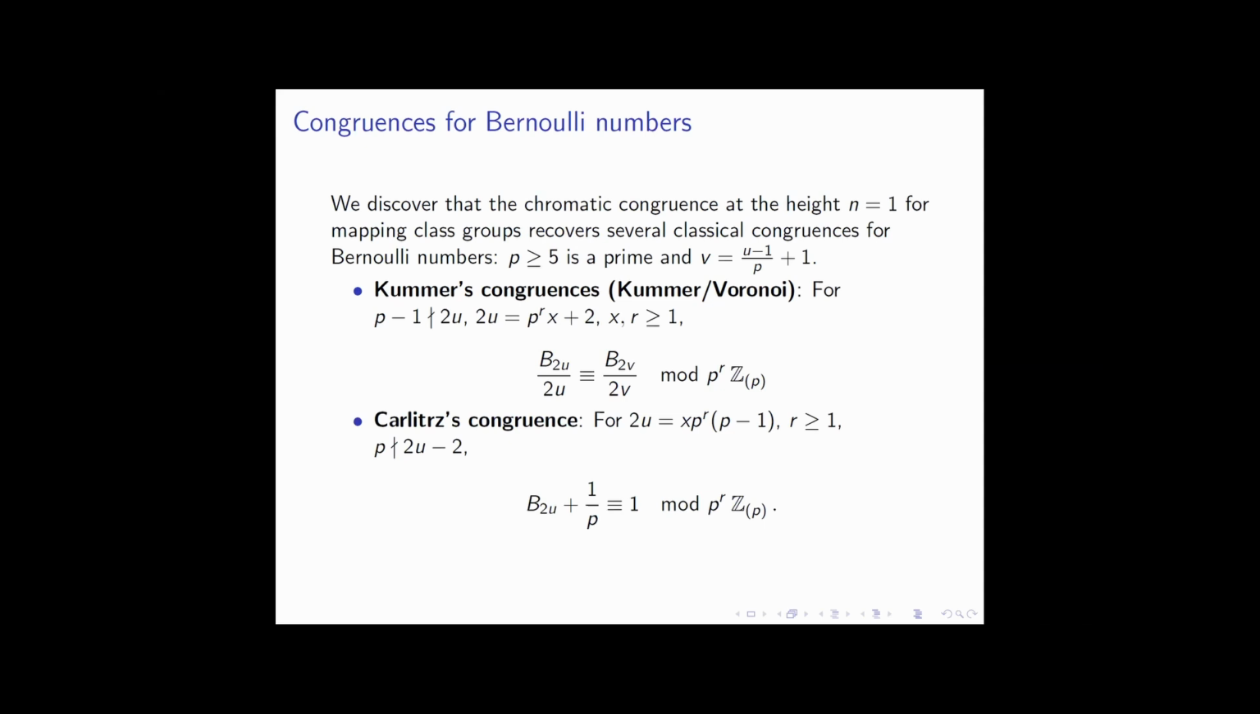And you rediscovered this congruence as well using this formula. So for 2u like this, where p does not divide 2u minus 2, you get this congruence. Again, this is a special case of that big formula I was talking about, once you realize that lots of terms are p-integral. That's what is left.